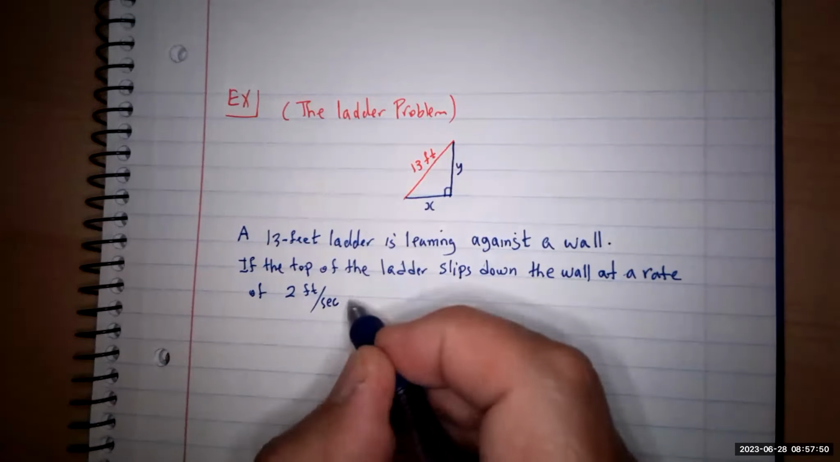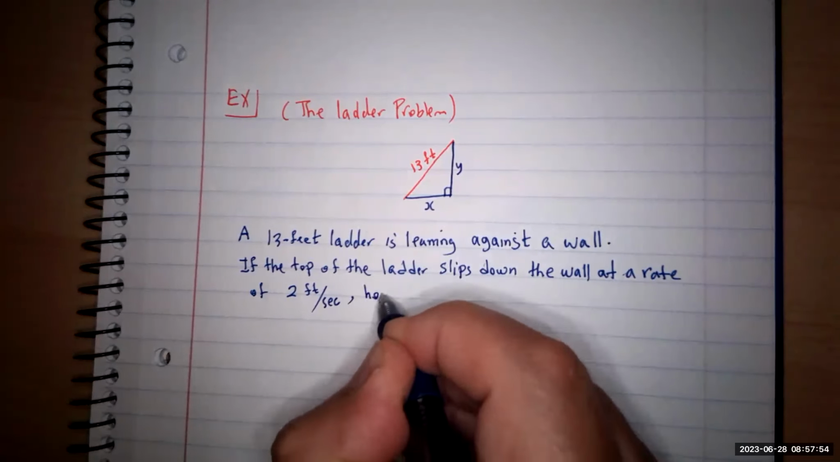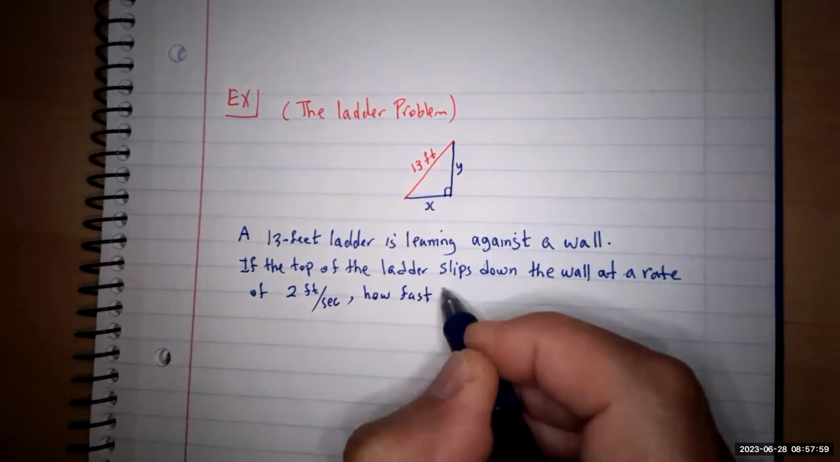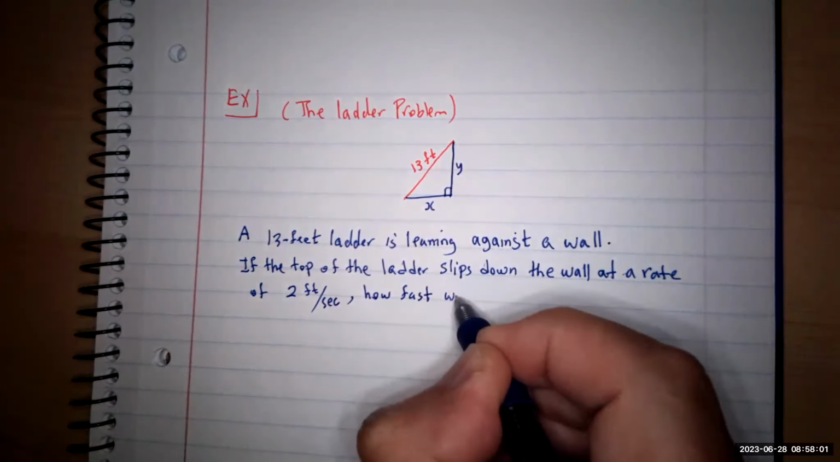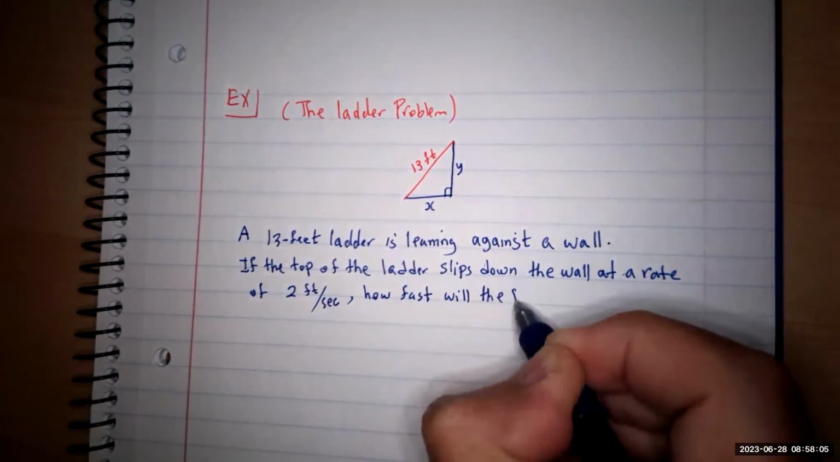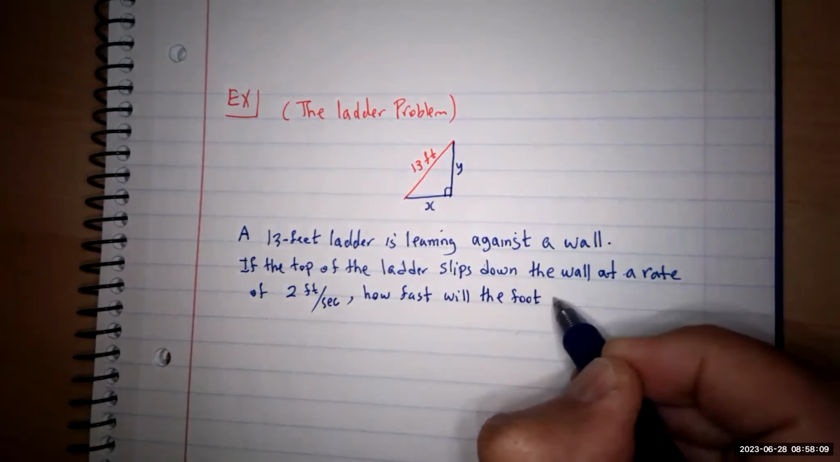So if this is going to be the case, then they ask you for the other one. How fast will the foot of the ladder, or the bottom, be moving?